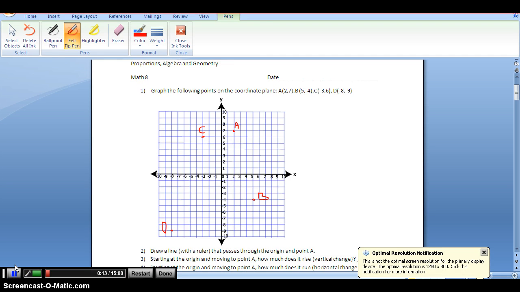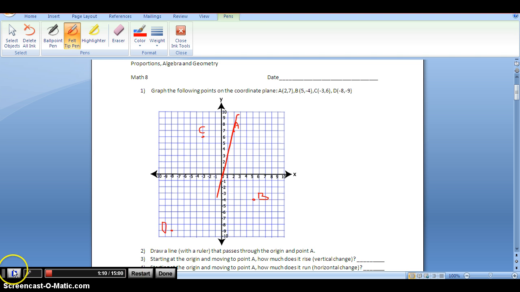Okay, now that we have the 4 points, check to see if you have the same 4 points that I do. The next part says draw a line with a ruler that passes through the origin and point A. So I'm going to see if this works here with my magical pen. That didn't work. Let's try that again. That doesn't work here. Let's see. Okay, I figured it out. So I drew a line that goes through the origin. The origin is the point (0, 0) here, going up through the point A, which is (2, 7).